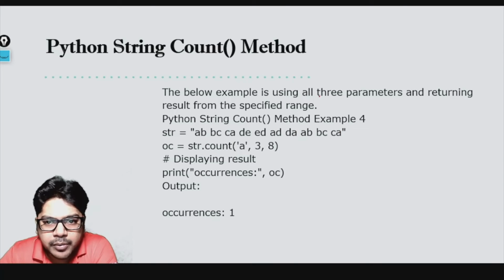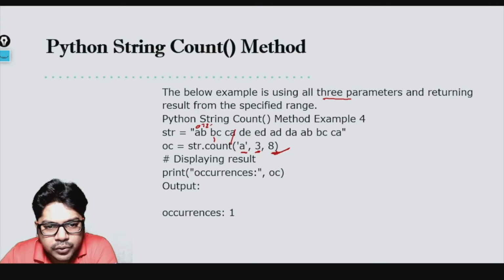Next, let us give all the 3 parameters, so the ending also. Here we are trying to find the count of a starting from the third and ending at 8. Starting from the third is from here onward, and we are going to get only 1. Why? Because 0, 1, 2, 3, 4, 5, 6, 7, 8, it is going to end over here itself. So in between you are just finding 1.